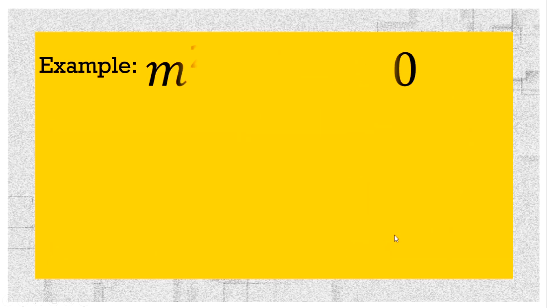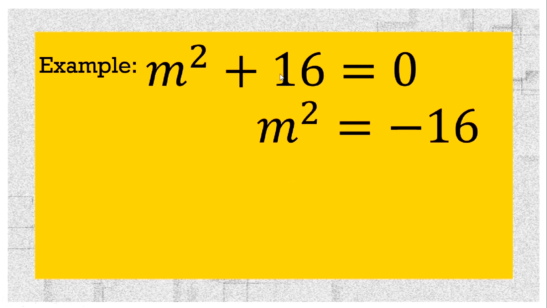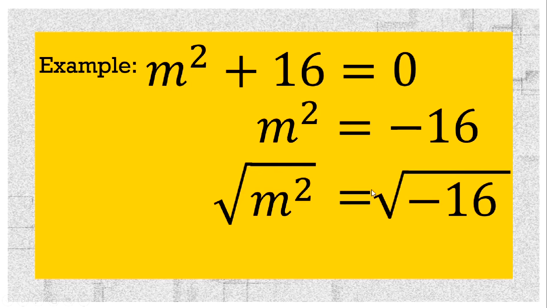Next example, we have m squared plus 16 equals 0. Again, let us transform it into the form x squared equals c. So, let us move the 16 to the right side. We will be having m squared equals negative 16. Then, take the square root of both sides. We have the square root of m squared is equal to the square root of negative 16.